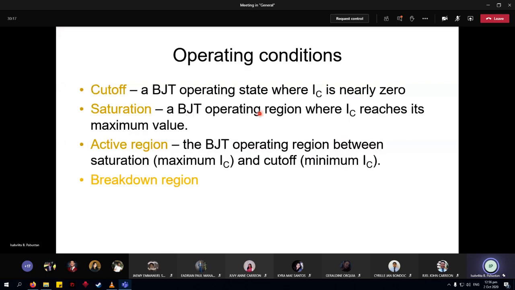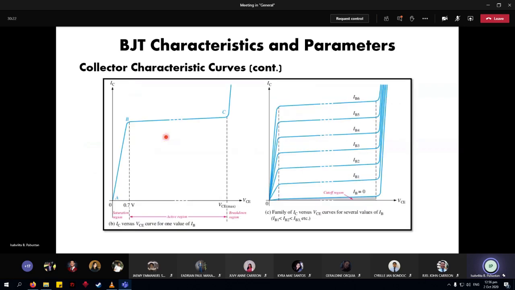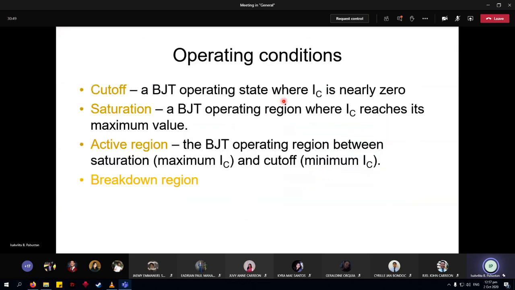Saturation, a BJT operating region where IC reaches its maximum value. For different IBs, there is a different maximum value. Okay? For this IB, this is the maximum. This is your IC. This is the highest IC. For this IB, this is the highest IC. For this IB, this is the highest IC. Okay? So this region is your saturation. IC reaches its maximum value.